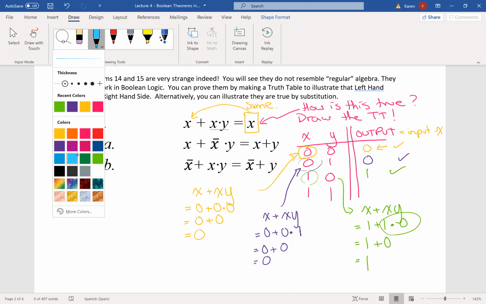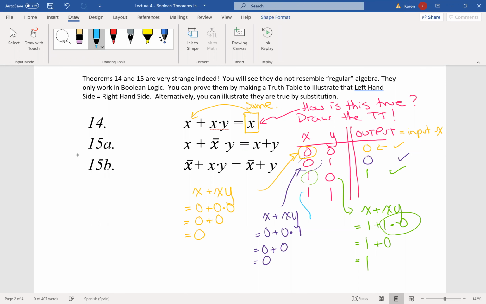And now this last row in the truth table, X or X and Y, where they're all ones. 1 and 1 would answer 1, and 1 or 1, the answer is 1. So the answer is 1, which matches input X, true. So I wouldn't call this a mathematical proof. I would call this an illustration that this indeed is correct.